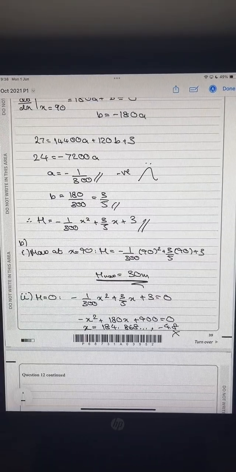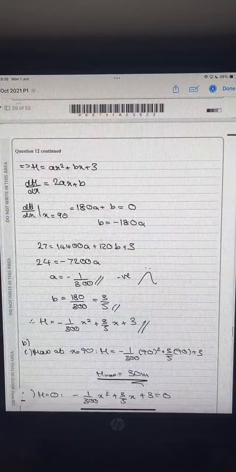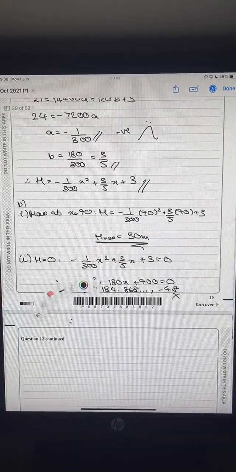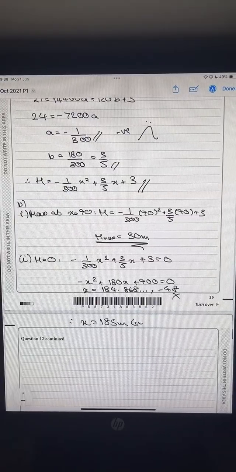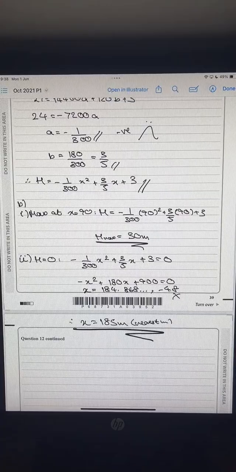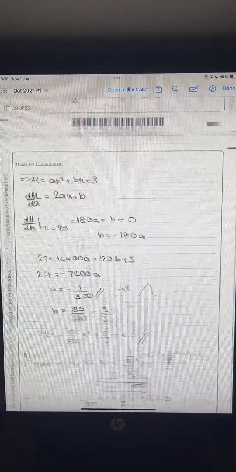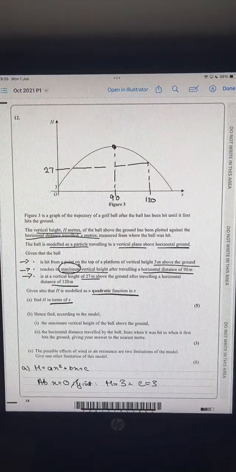We know we cannot have a negative distance, and they wanted this rounded to the nearest meter. So, therefore, x is equal to 185 meters to the nearest meter, because we round up. And that is how you do part B. Pretty nice part B, because all we have to do is know how to use our quadratic equation and then sub in values.